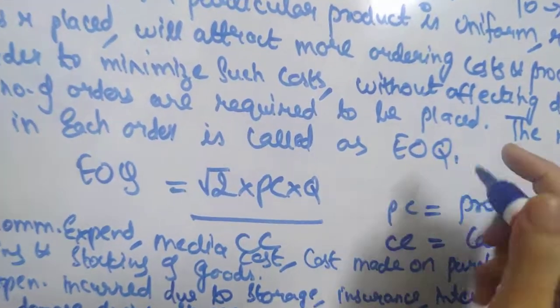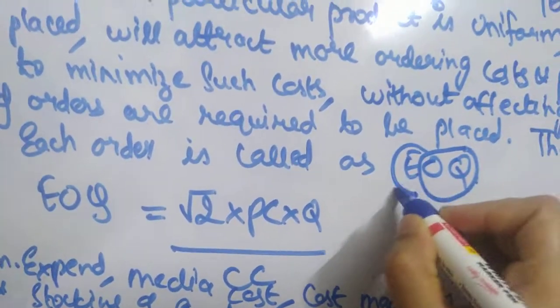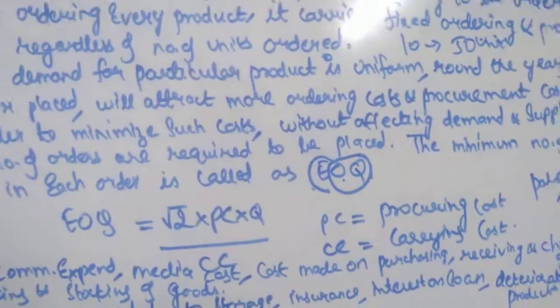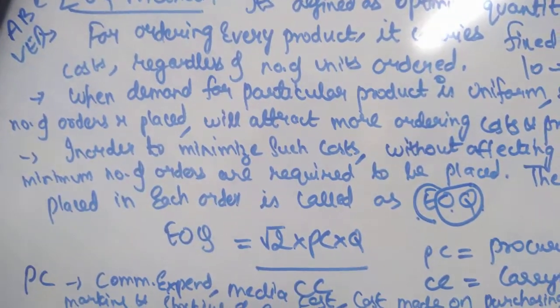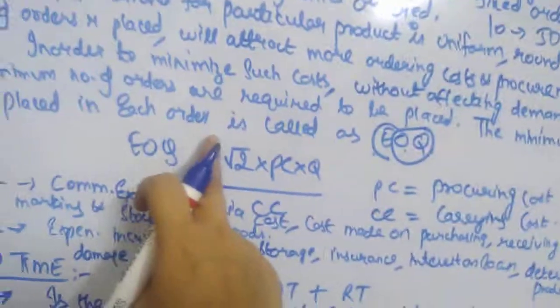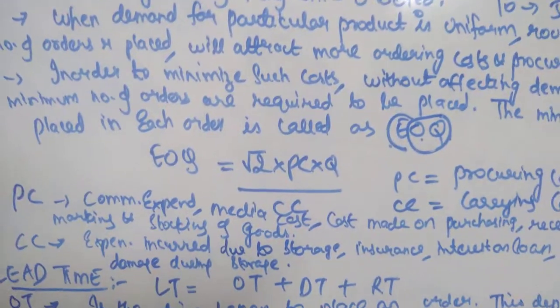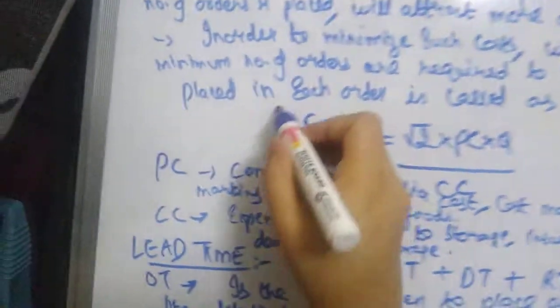The name itself is telling, whenever you are ordering one quantity, it is the economic order quantity. So whenever you want to minimize the ordering cost and procurement cost, the possible minimum number of orders are required to be placed. So the number of units which are placed in each order is known as your economic order quantity. So economic order quantity can be calculated using an equation.